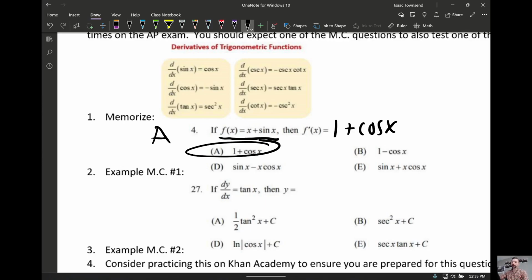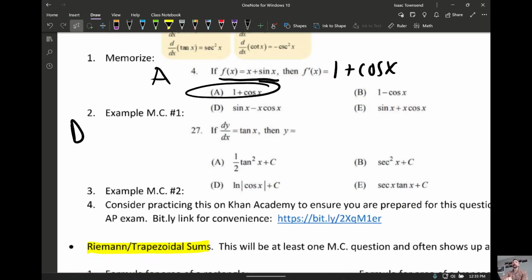Now, for the one I'm going to ask you to do, you're going to have to integrate. So you're still going to be using these, but it will take you a couple more steps. This one, number 2, should be D in the end. Again, I don't want to see the answer D. I want you to show me the work that leads to D.